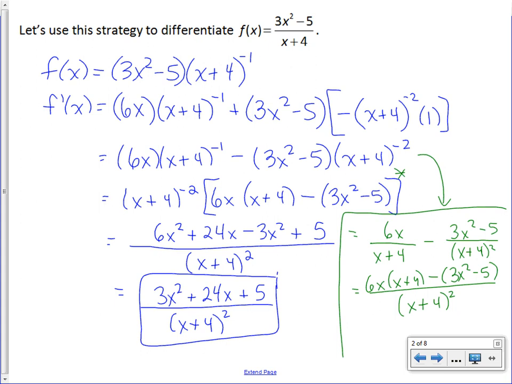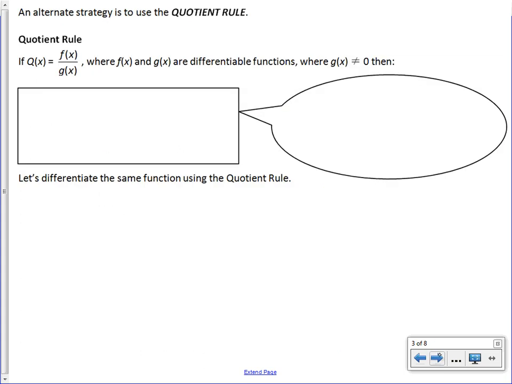But here's the fun part. I'm going to show you a way of doing this without any negative exponents. That probably a lot of you will like. The alternate strategy is something called the quotient rule. It's going to look weird, but you just got to accept it. So, if q of x equals f of x over g of x, where f of x and g of x are differentiable functions, where g of x is not equal to 0, that's an added condition based on the fact that you can't have a 0 in your denominator.